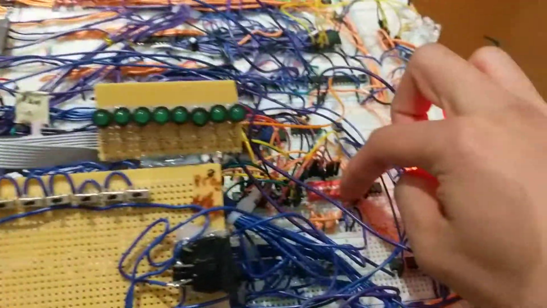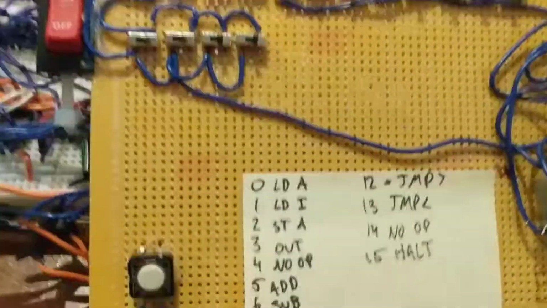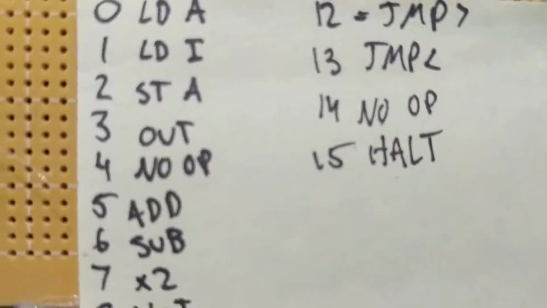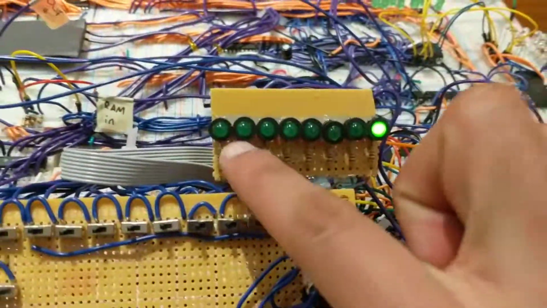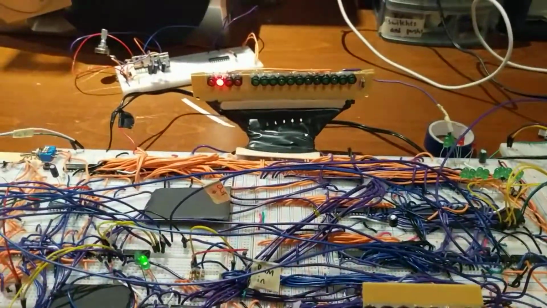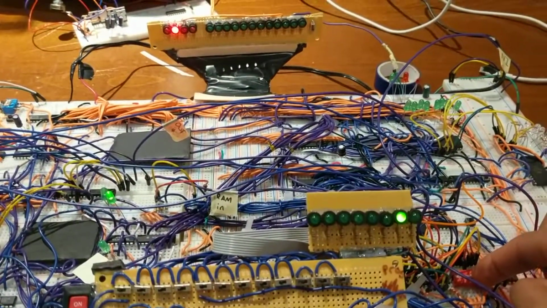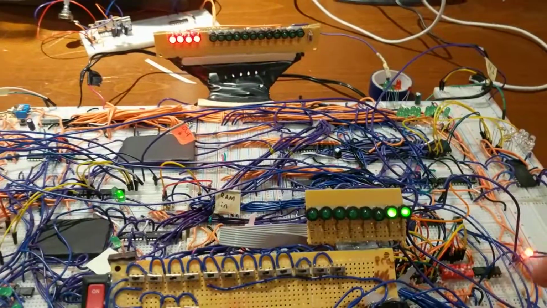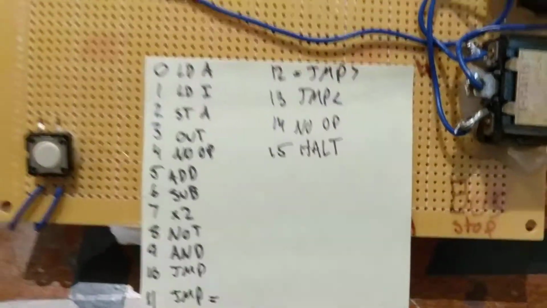So in location 1, I'm using these dip switches. We have the opcode 4, and that is no op. Location 1, this right here shows you our address. So in location 1 we have a no op, in location 2 we have another no op, and finally in location 3 we have the binary number 15, and that's halt.